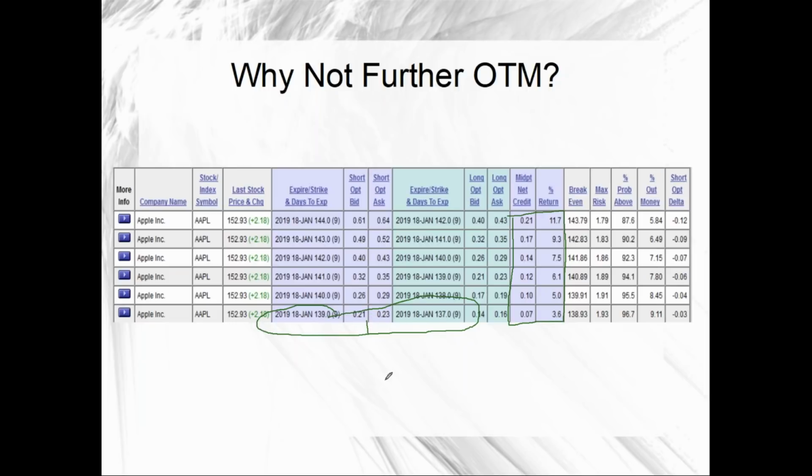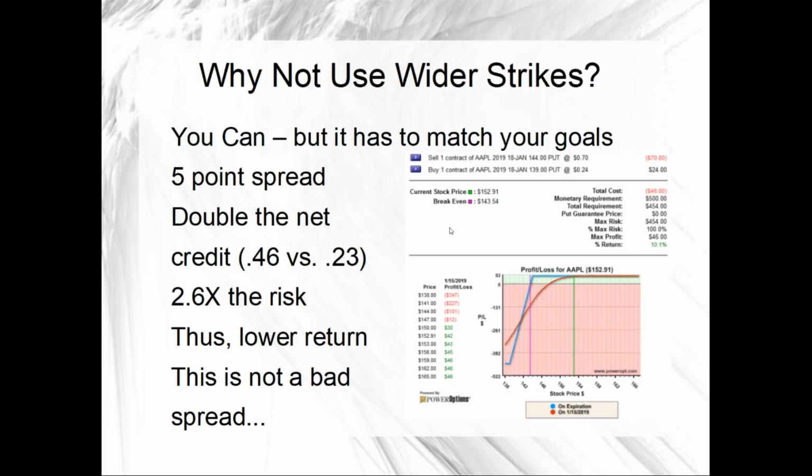Well, if I'm getting 22 cents here at the 139, couldn't I pay less of a cost for a lower strike put? Instead of doing 2 points apart, maybe going 4 points apart, 5 points apart. So I'm paying less for this to get a higher net credit. Well, as with everything in options trading, there's a trade-off. You can use wider strikes naturally. You can use any strike combination that you want, but it has to match your goals.